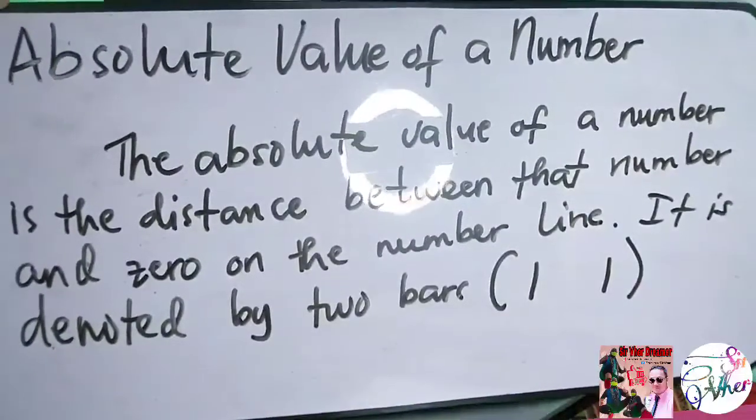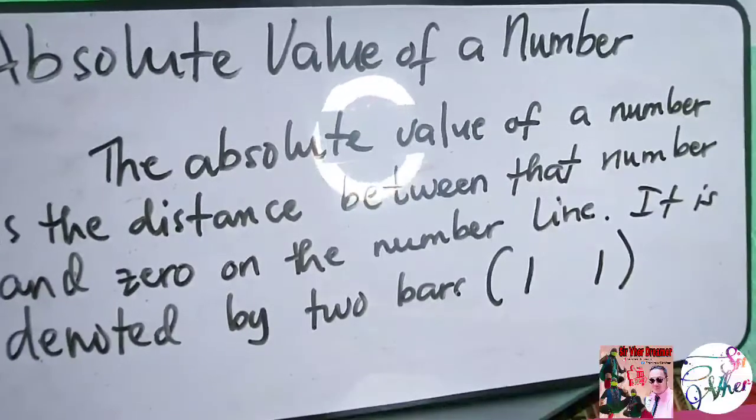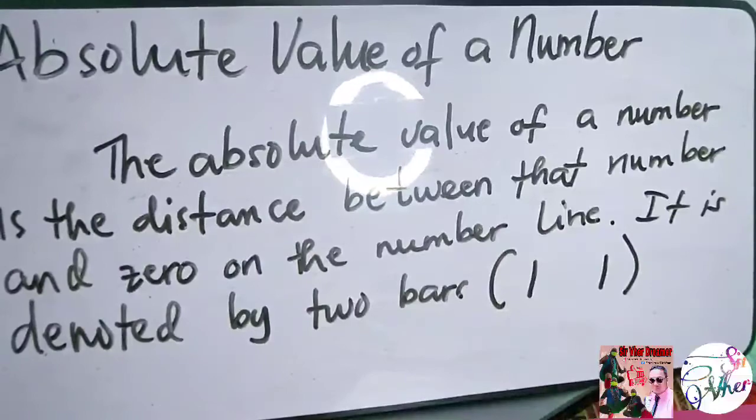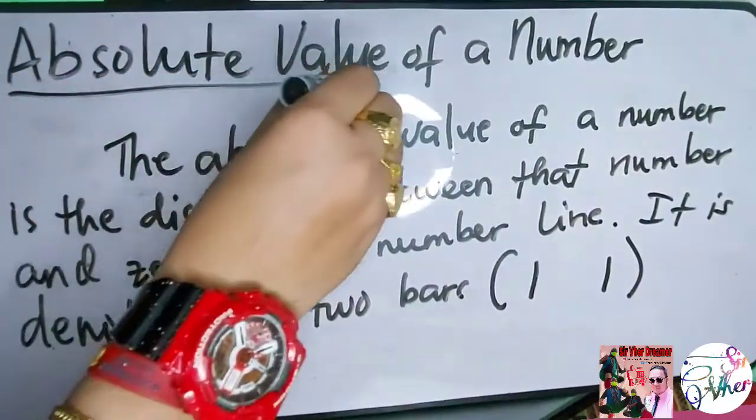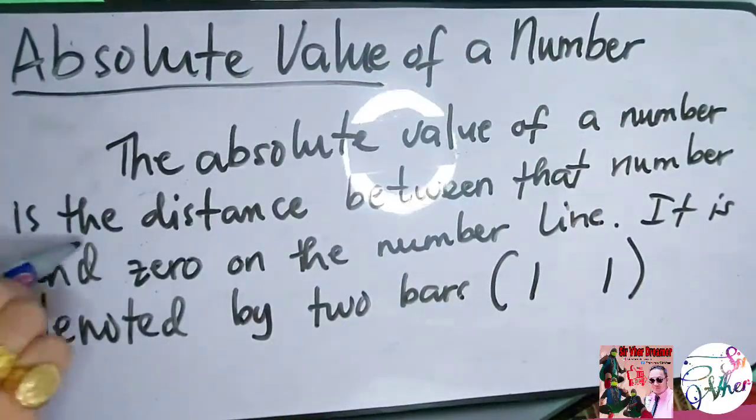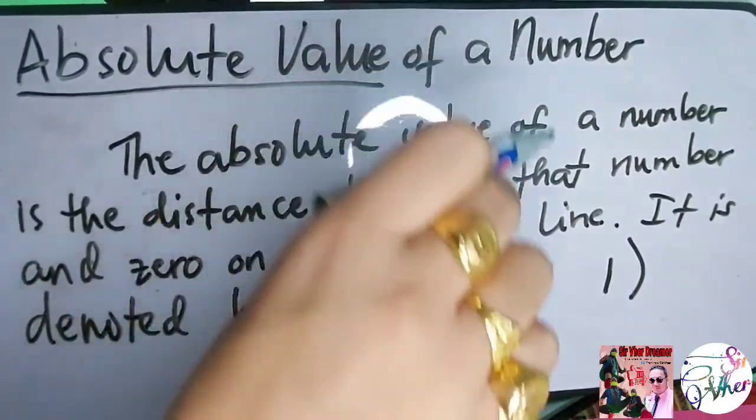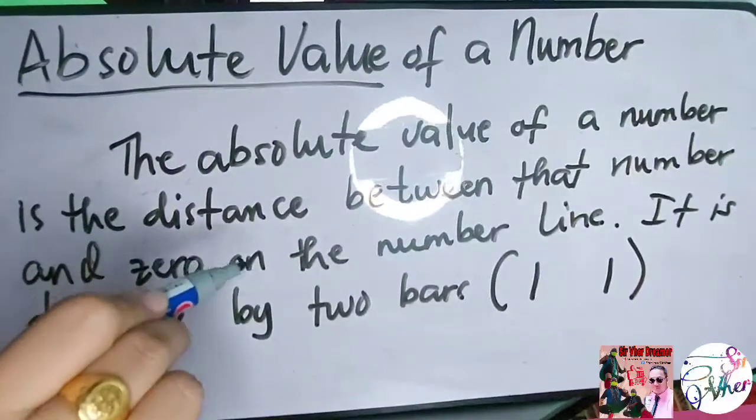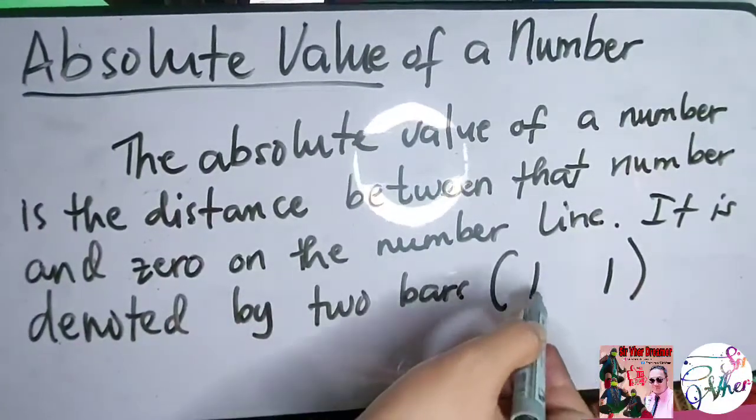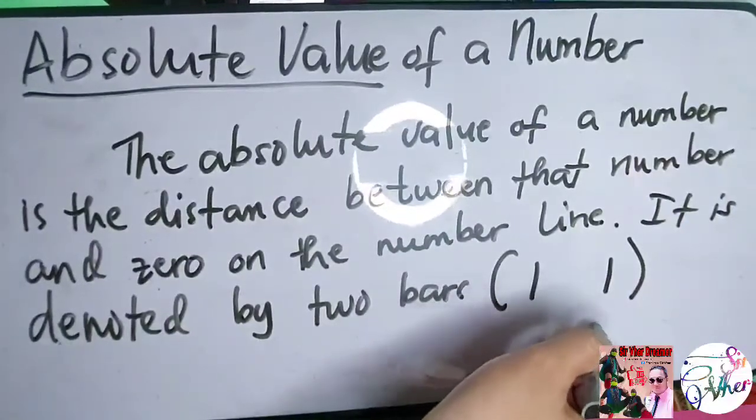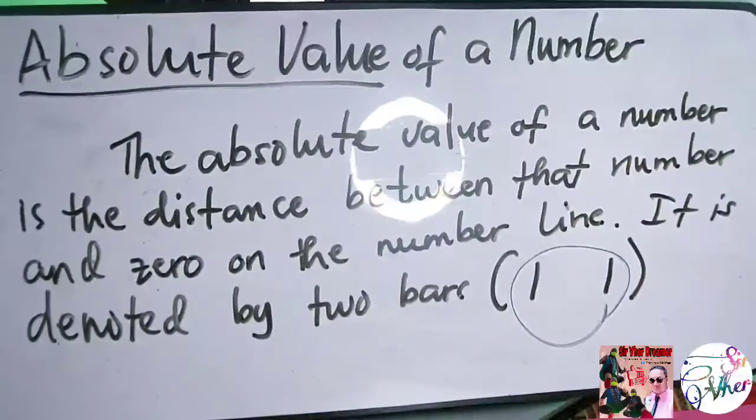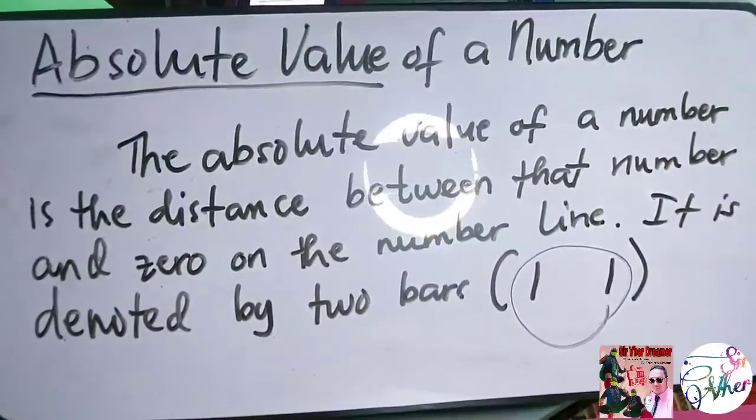So let's have now the absolute value of a number. What is the absolute value of a number? The absolute value of a number is the distance between that number and 0 on the number line. It is denoted by 2 bars. This is the symbol that you are going to use. Okay? So again, that is the absolute value of a number.